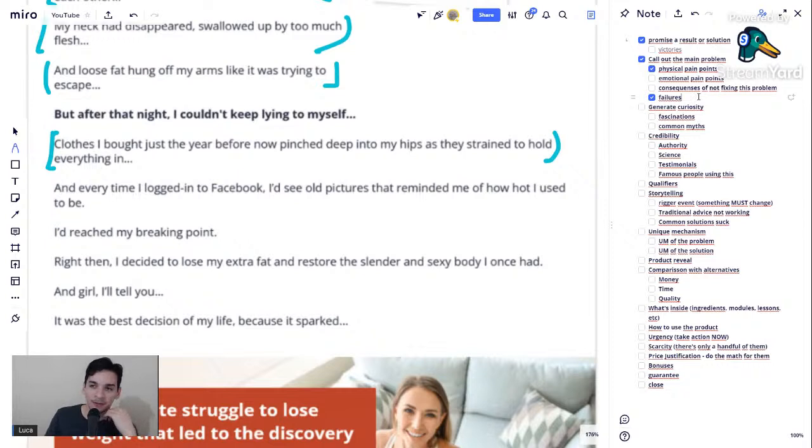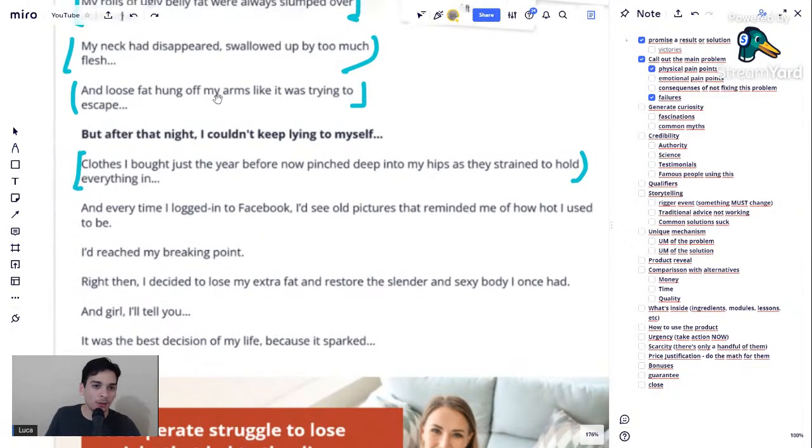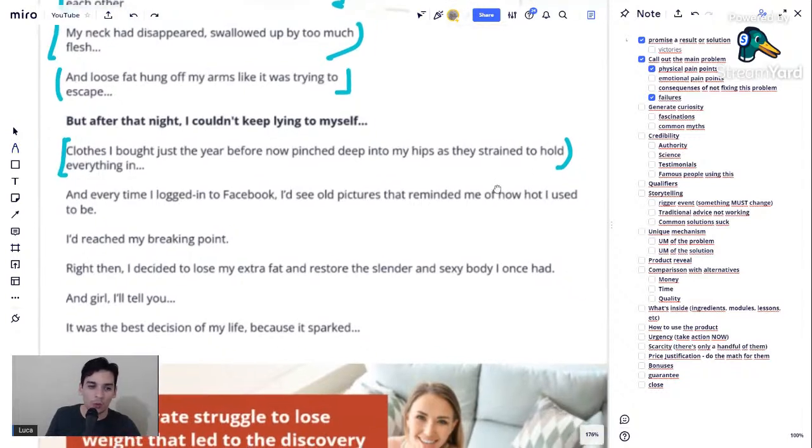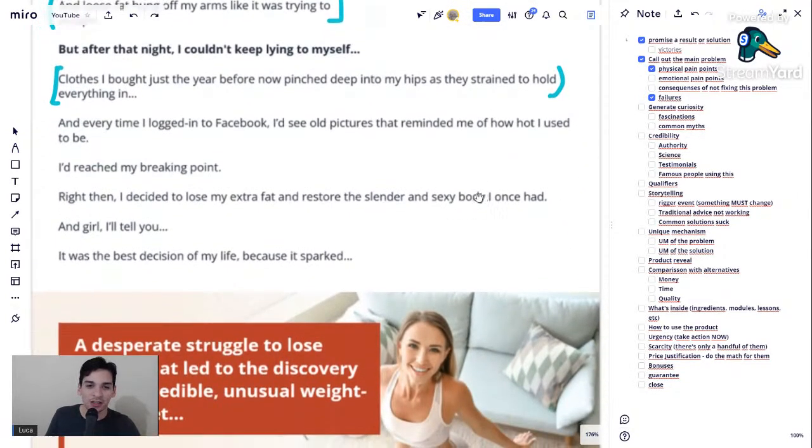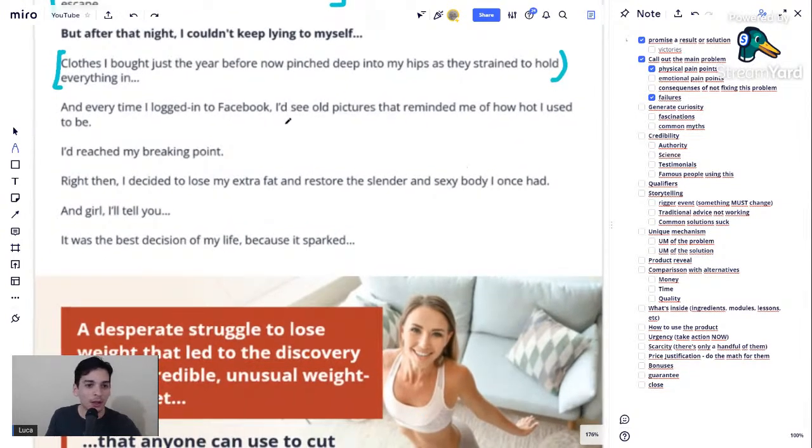I make the distinction here because this line is how it looks. But here is what the experience is like, right? She wakes up every morning and puts on clothes that she bought the year before, and now they don't fit. This is how it feels, and it feels like she's losing a battle. So that's one of the failures. There's probably more here. Every time I logged into Facebook, I saw old pictures that reminded me of how I used to be. This is again one of the failures.